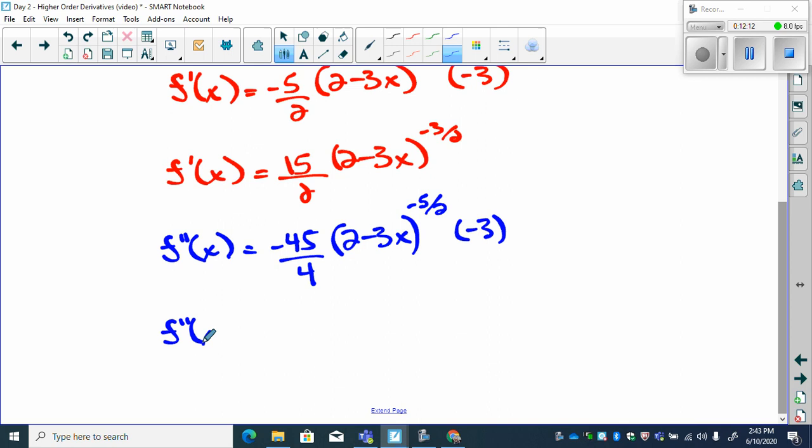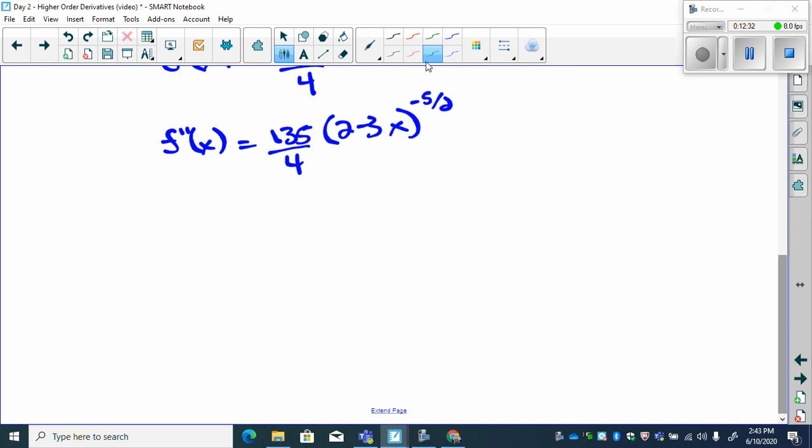f double prime x is going to equal negative 45 times negative 3. That's a positive. It'd be 120 and 15, so that's 135 over 4. 2 minus 3x to the negative 5 over 2. And again, I'm not going to bother bringing it to the bottom because I want to use the chain rule to get the third derivative, f triple prime x.